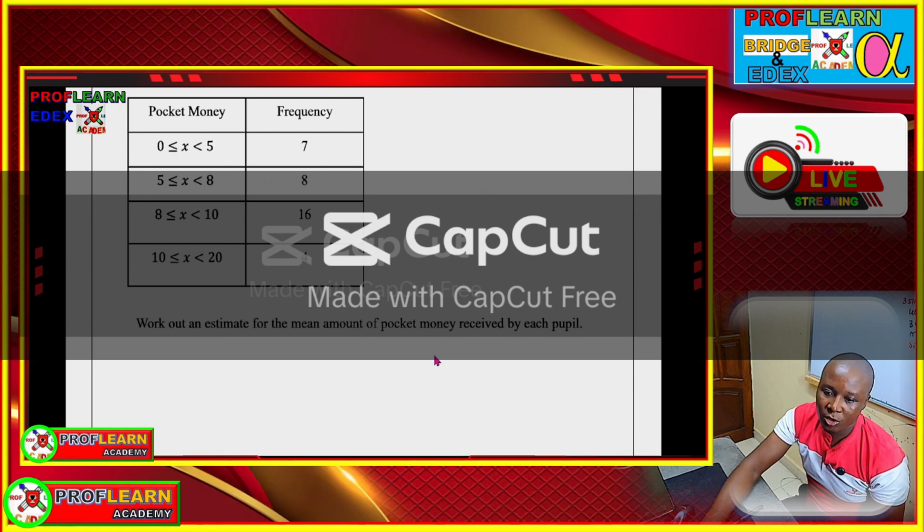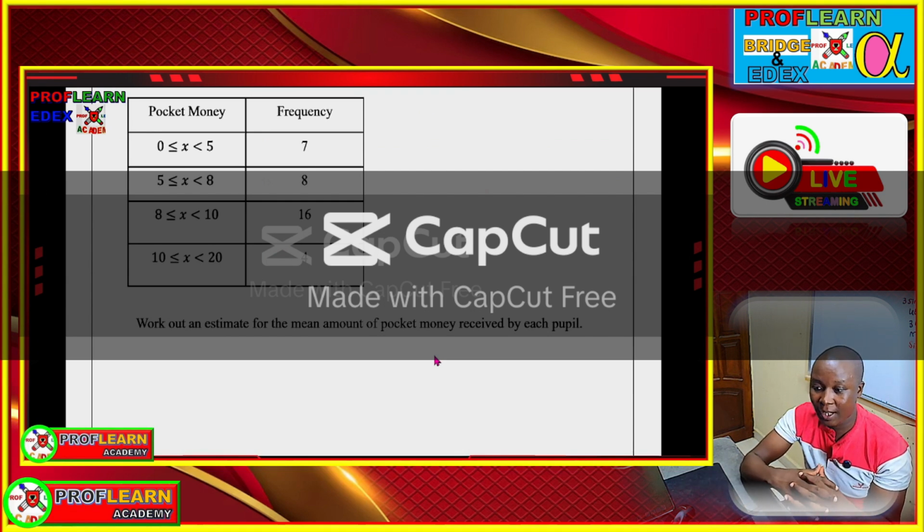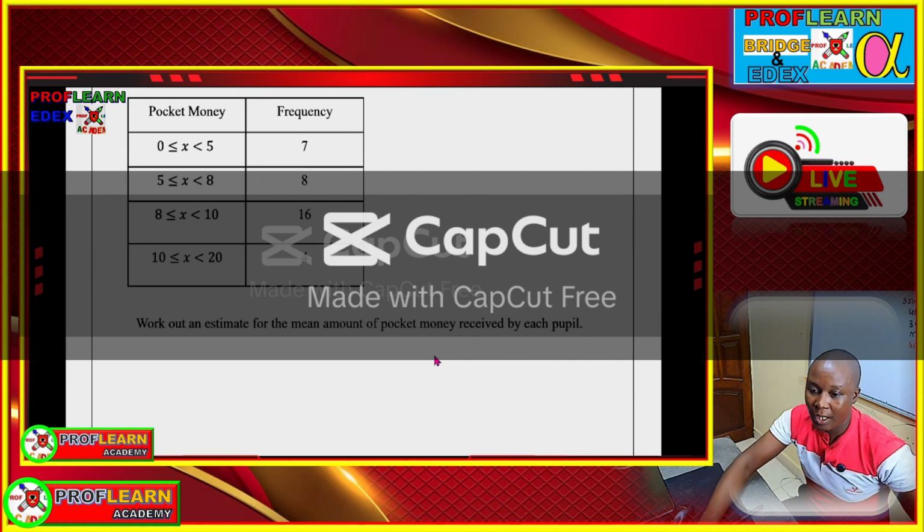Now the next question we're going to learn is about statistics. This question was also in the previous prediction that I did, and the teacher who prepared this particular prediction also predicted this question of estimating the mean. So you need to prepare on how to work out the mean from grouped data like this.